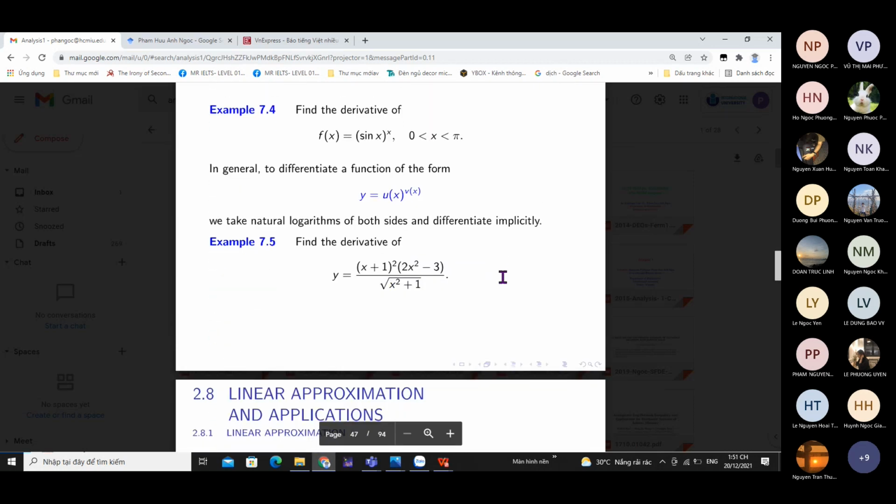Similarly, you can evaluate the derivative of the function psi of x to the x. Here x is between 0 and pi, because psi of x should be positive. And in general, we can use the method of logarithmic differentiation to evaluate the derivative of a function of the form u of x raised to the quantity v of x.